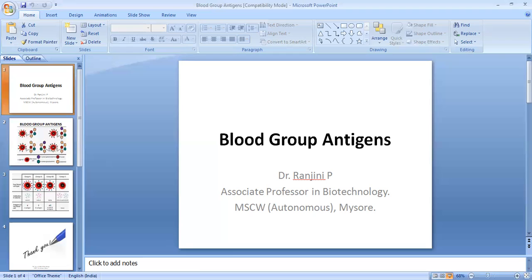So these two antigens, antigen A and antigen B, are present on the surface of the erythrocytes or the RBCs. Along with this, two antibodies are found in human blood, anti-sera A and anti-sera B. The antigens are present on the surface of RBCs and antibodies will be present in the blood serum.